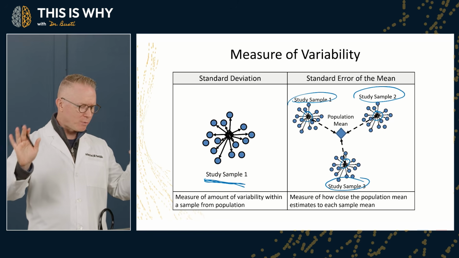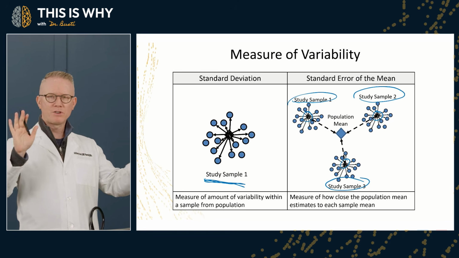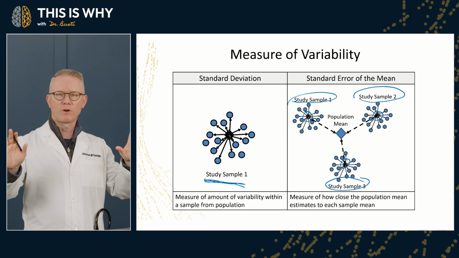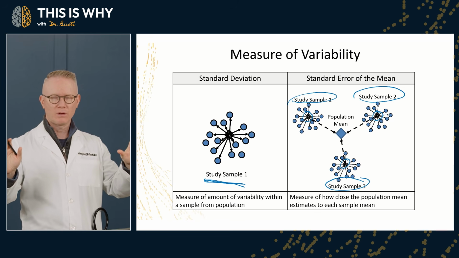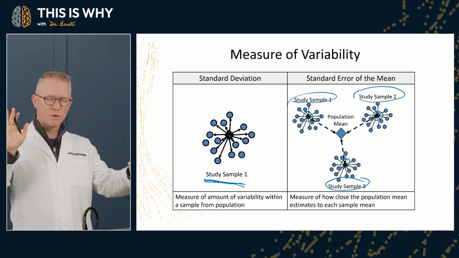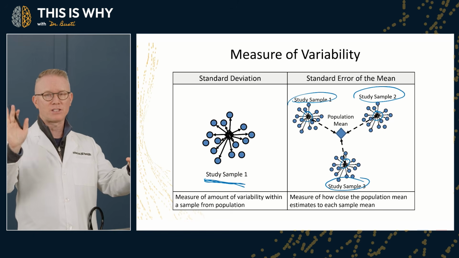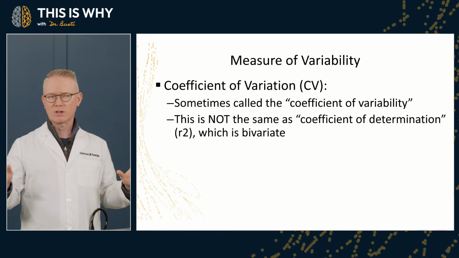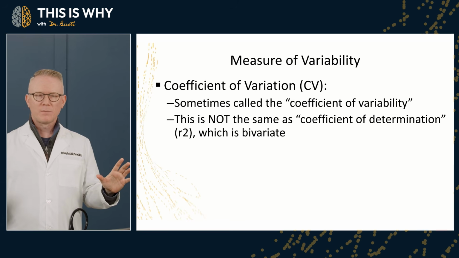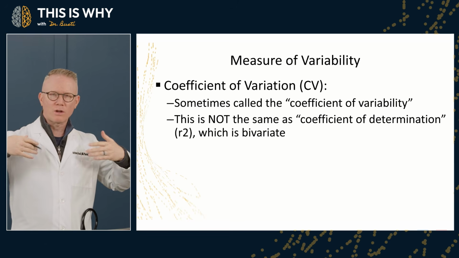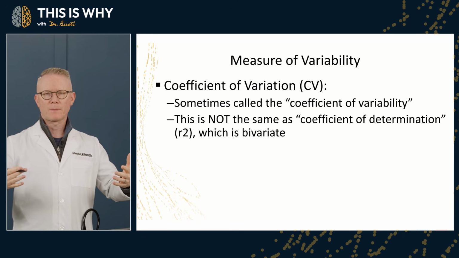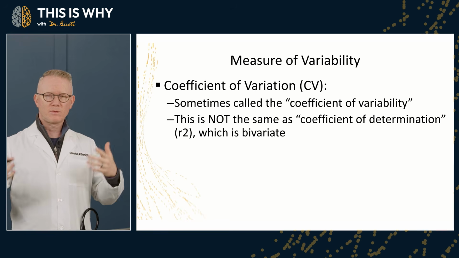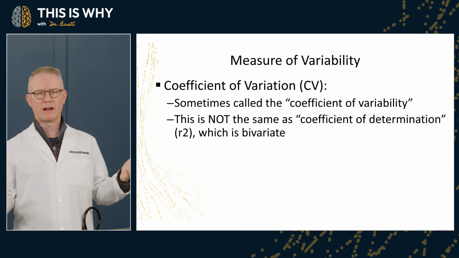But it's very important that you understand the difference of what those numbers or those values are telling you. And sometimes, when you look at it, the standard error of the mean is going to be smaller than the standard deviation. And I'm going to show you another picture here in a minute, because we start thinking about also coefficients of variation. Now, this is sometimes referred to as coefficient of variability.